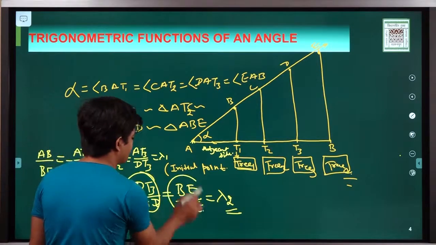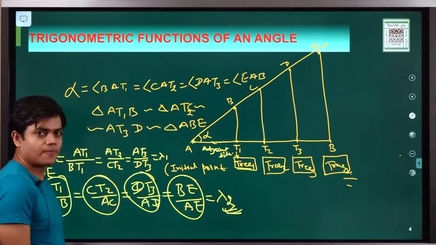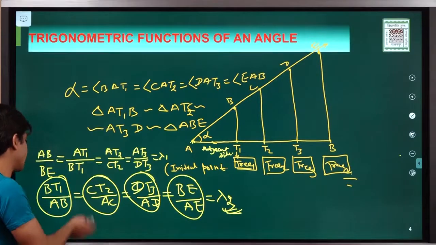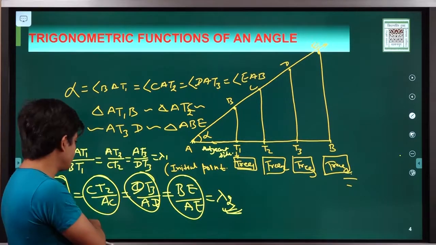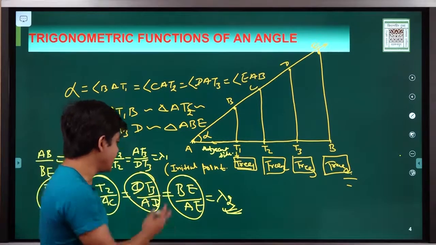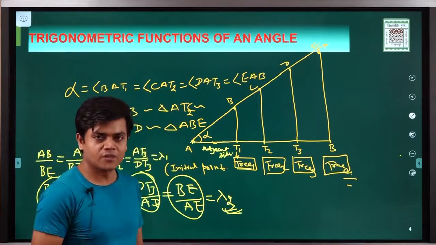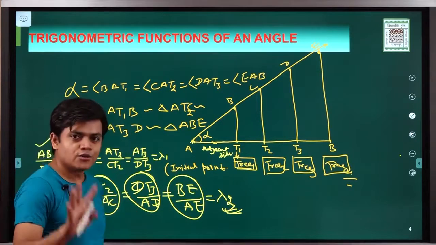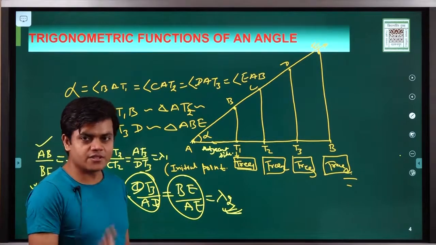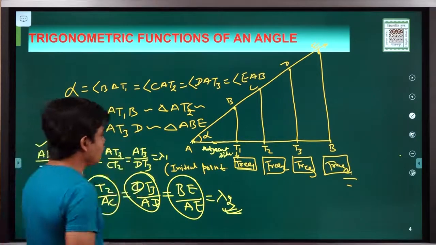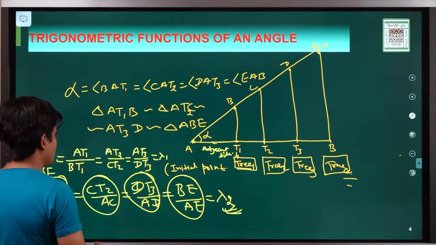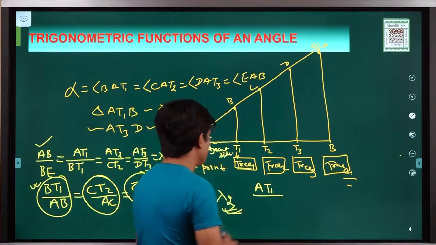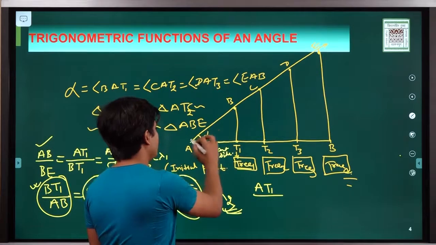Why? Because the triangles are similar. All these ratios are again equal. If we take it in reverse, then AB upon BT1, AC upon CT2, AD upon DT3, AE upon BE, and 1 upon lambda 2. So two ratios from here, two ratios from here. So 4 ratios have been discussed. Now we can discuss one more kind of ratio, and what is that? Like AT1 upon AB.